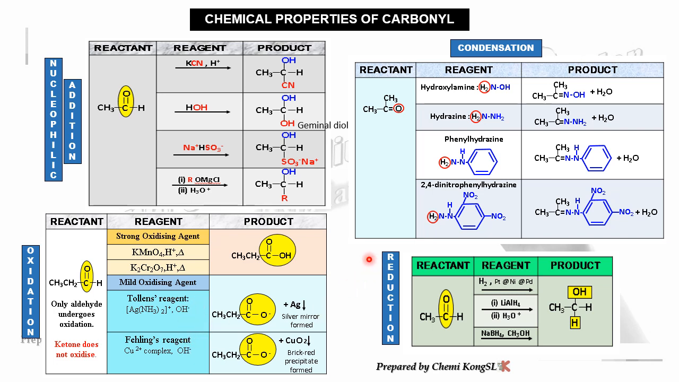The last chemical property is reduction. Since carbonyl can oxidize to become carboxylic acid, at the same time carbonyl can be reduced to become alcohol. So there are three different types of reducing agent. The first one is hydrogen with catalyst. The second one is lithium aluminum hydride, and then step 2 is acidified. And the third one is sodium borohydride in methanol.